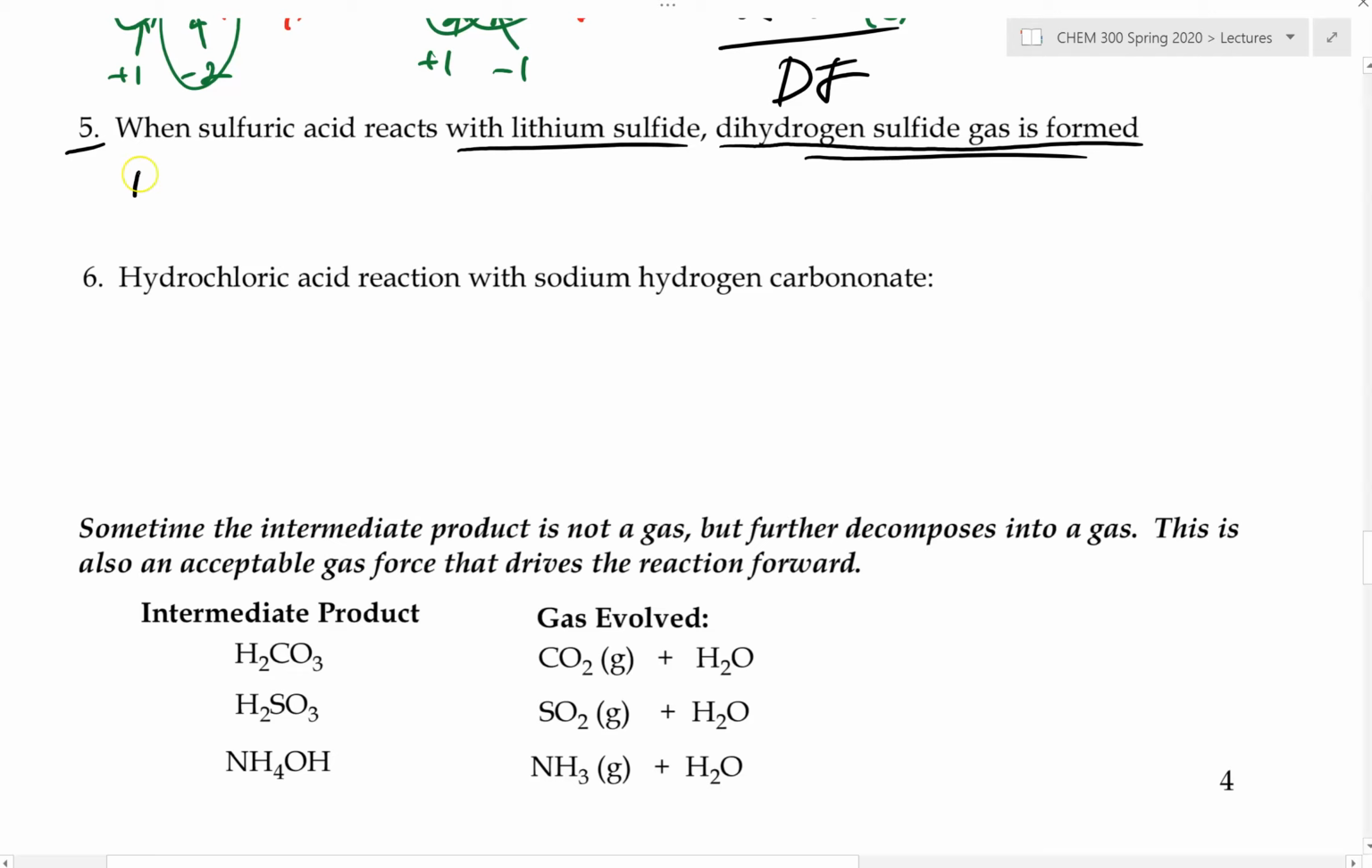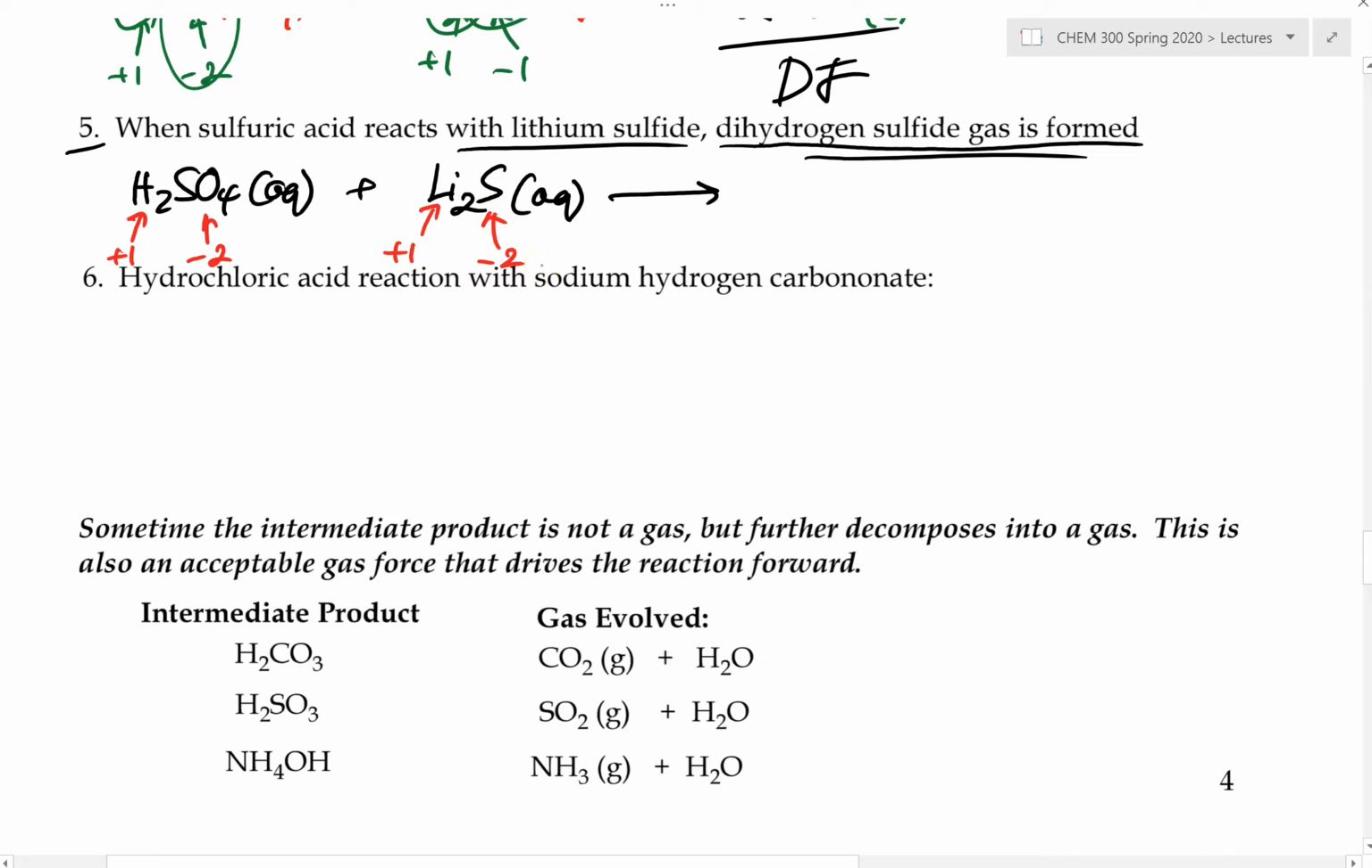So sulfuric acid, H2SO4, in aqueous, reacting with lithium sulfide. Lithium sulfide is Li2S, and this is soluble in water, so it is in aqueous as well. And now what would be the formula of the product? Again, it's really easy. This is the same approach as we have been using throughout all of these examples. Identify our cations and our anions and their charges. So here in this case, the cation would be the hydrogen, and that's +1. The sulfate is -2. The lithium here is the cation, and that is +1. The sulfide here is -2.